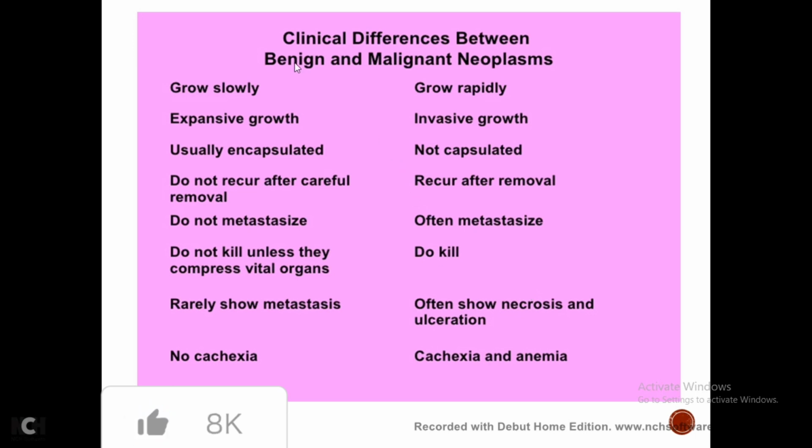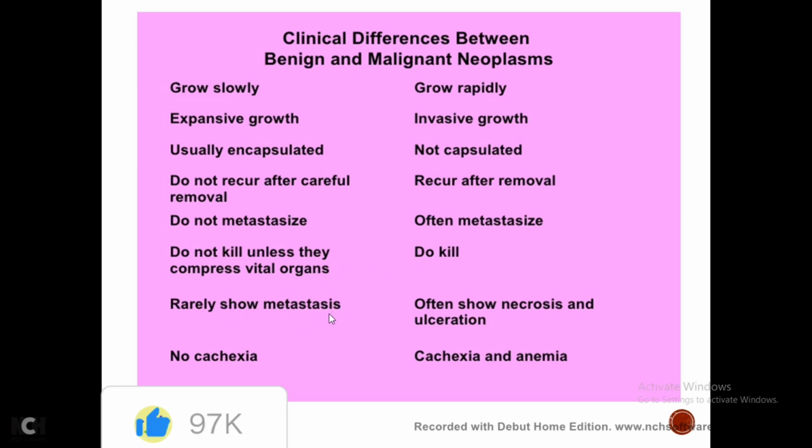Benign tumors grow slowly. Malignant tumors grow rapidly. Benign tumors have an expansile growth, while malignant tumors have invasive growth. Benign tumors are usually encapsulated, and malignant tumors are not encapsulated. Recurrence of benign tumors after surgery is rare, while malignant tumors recur quite frequently. Benign tumors do not metastasize, while malignant tumors do. Benign tumors do not kill until they compress vital organs, while malignant tumors can kill through the cancerous process.